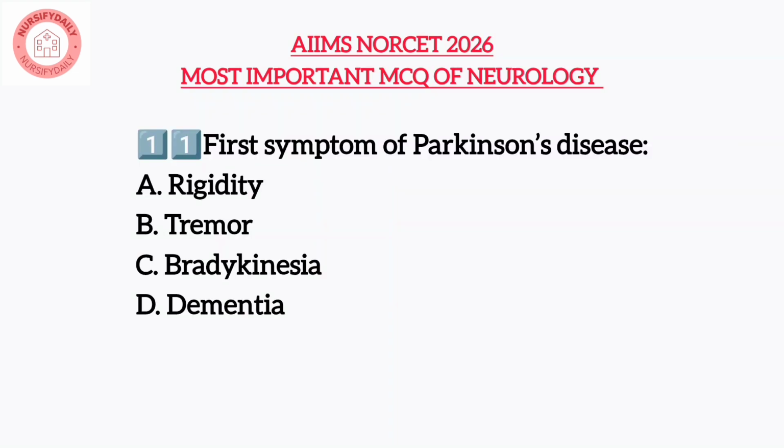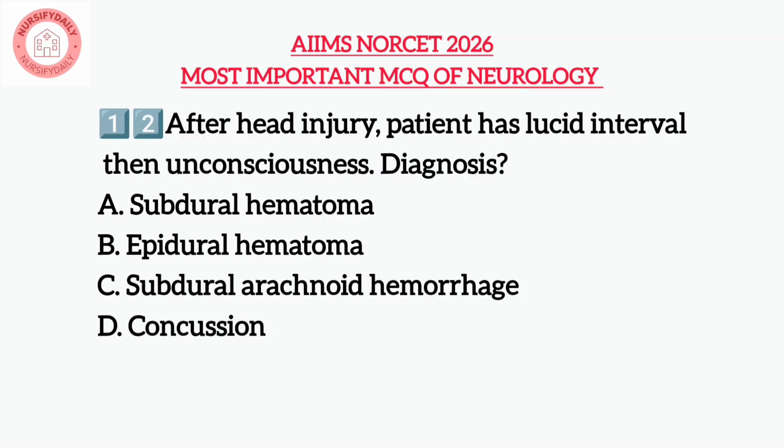First symptom of Parkinson's disease: A. Rigidity, B. Tremor, C. Bradykinesia, D. Dementia. After head injury, patient has lucid interval then unconsciousness. Diagnosis: A. Subdural hematoma, B. Epidural hematoma, C. Subdural arachnoid hemorrhage, D. Concussion.